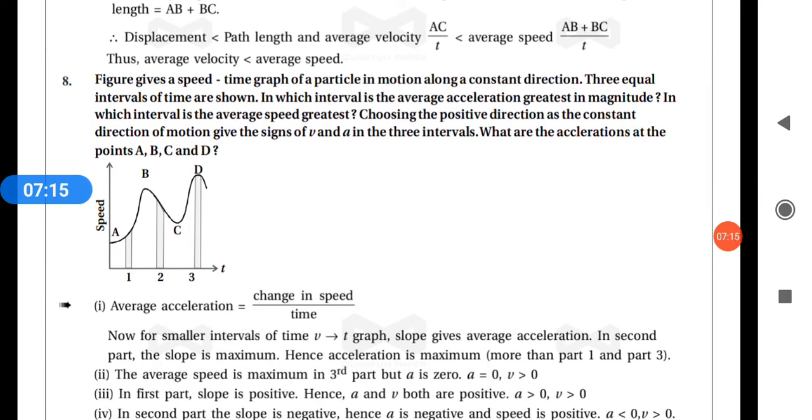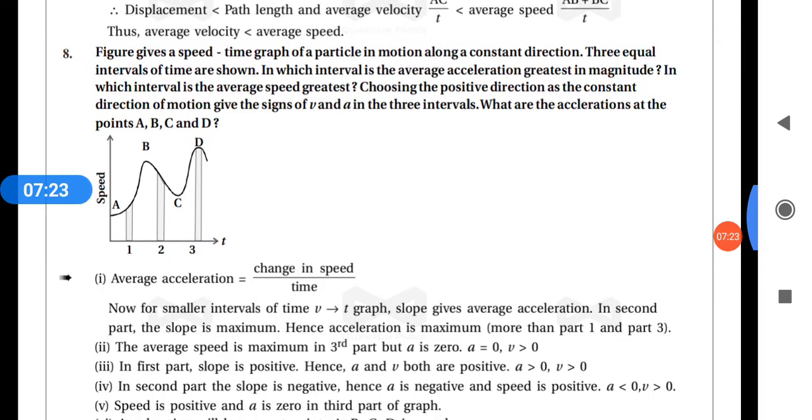Now see here, the figure shows the velocity-time graph of a particle in motion along a constant direction. Three equal intervals of time are shown. In which interval is the average acceleration greatest in magnitude, and in which interval is the average speed greatest? Choosing the positive direction as the constant direction of motion, give the signs of v and a in the three intervals. Also find the acceleration at the points A, B, C and D.